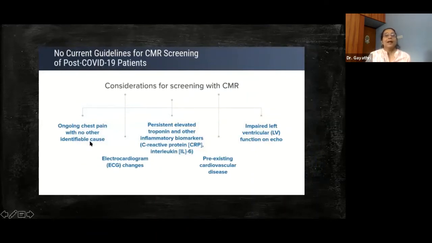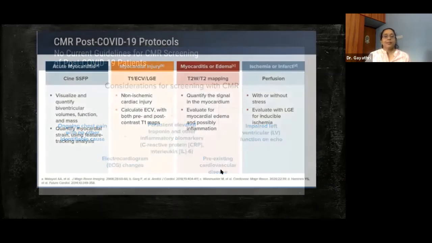These are the patients who are having ongoing chest pain with no other identifiable causes, patients who are having ST changes in the ECG, or patients who are having inflammatory markers like troponin or BNP elevated, or C-reactive protein, IL-6 elevated, or if they're having pre-existing cardiac disease with echo findings already reported before COVID affliction, and patients who are having LV dysfunction, which has been reported in the echo.